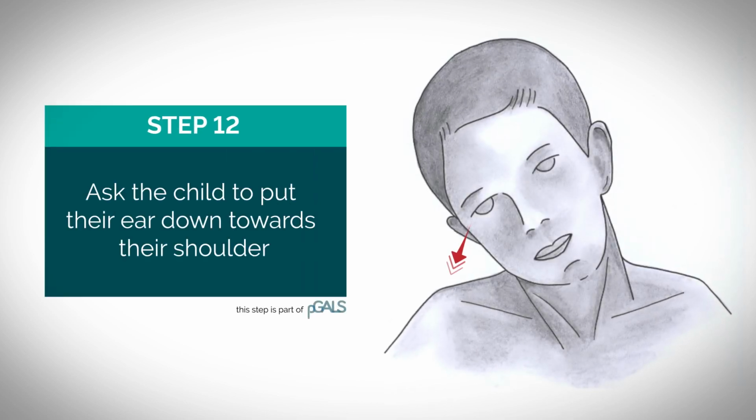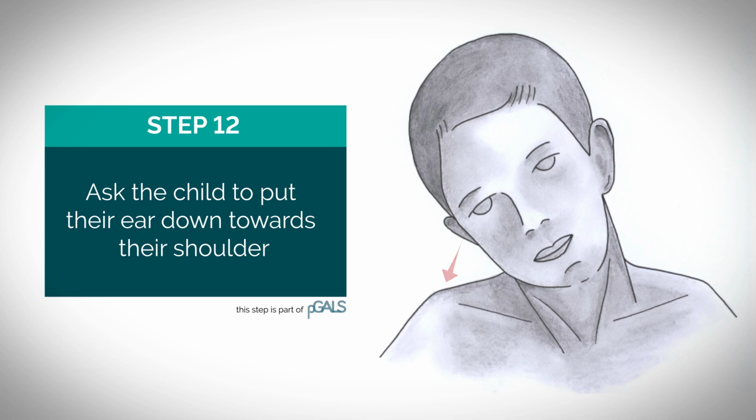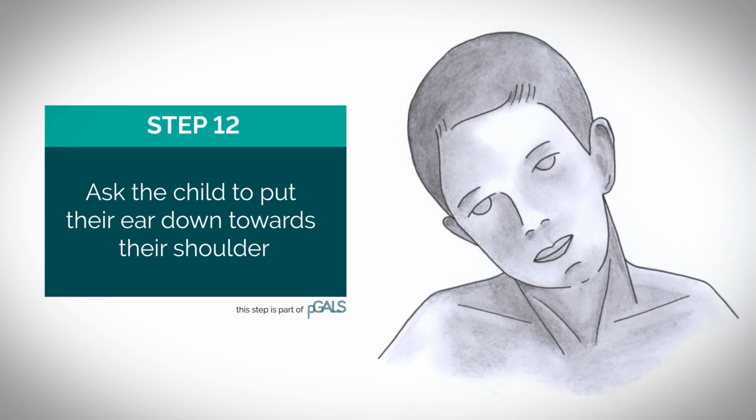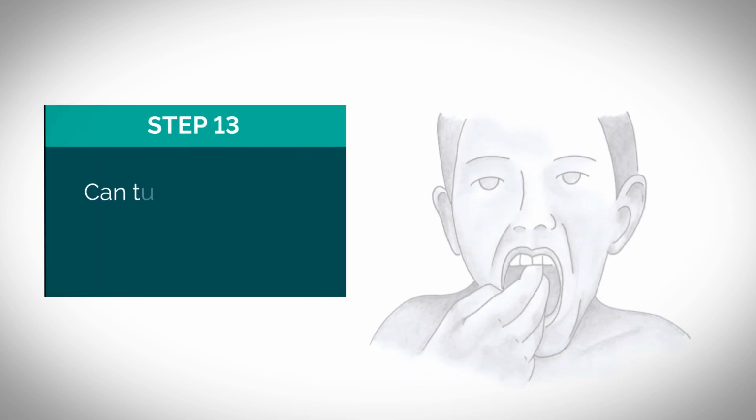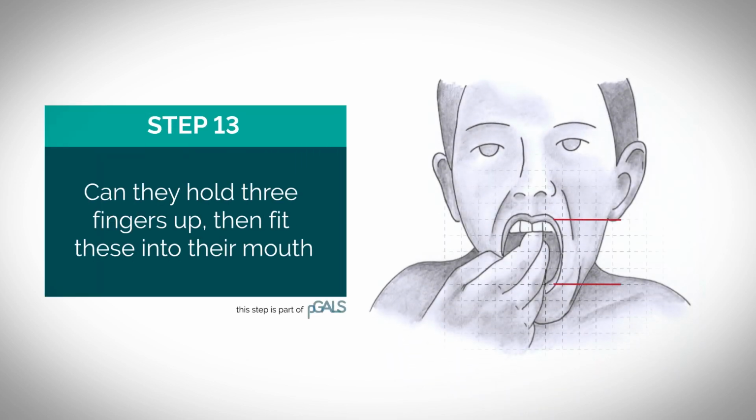Step 12. Ask the child to tip their ear towards their shoulder in both directions and look for any pain or reduced range of movement. Step 13. Ask the child to place 3 of their own fingers in a stacked position into their mouth and look for any restriction in the TMJ opening.